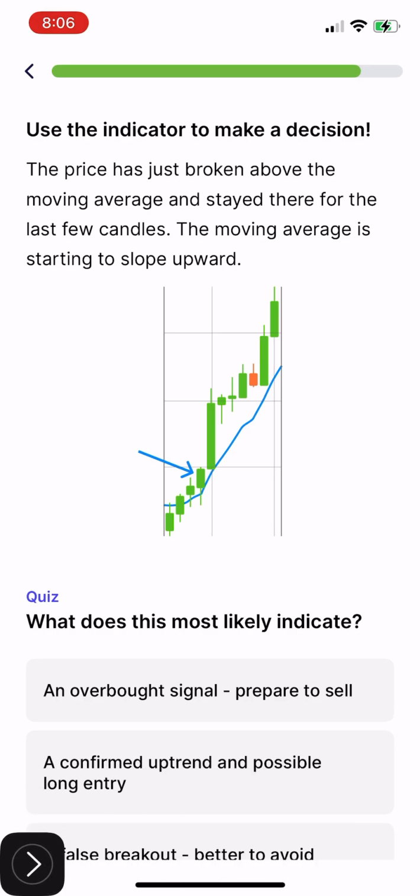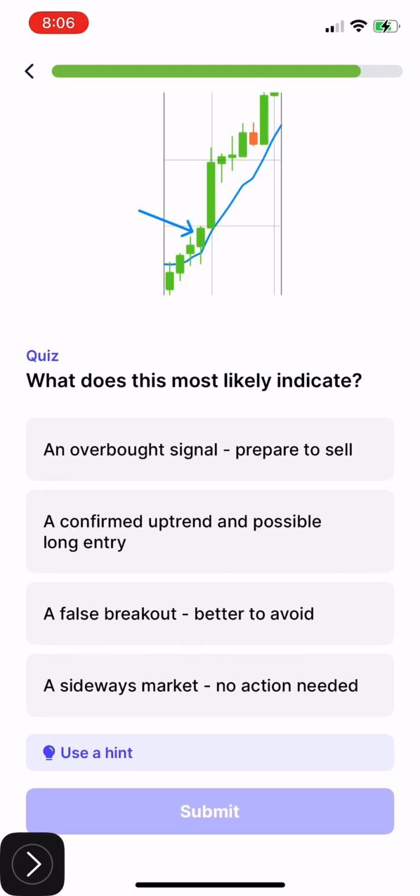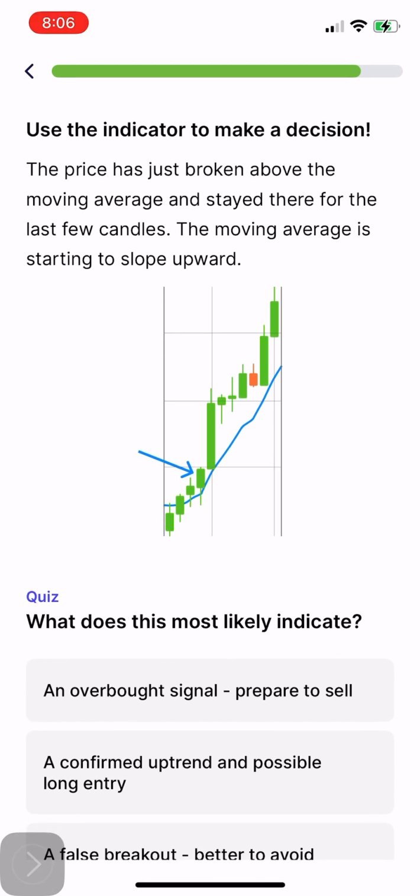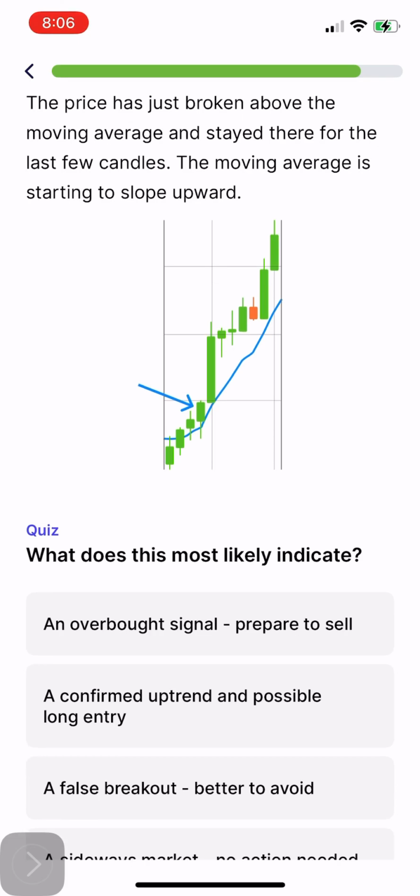Use the indicator to make a decision. The price has just broken above the moving average and stayed there for the last few candles. The moving average is starting to slope upward. Quiz: what does this most likely indicate?